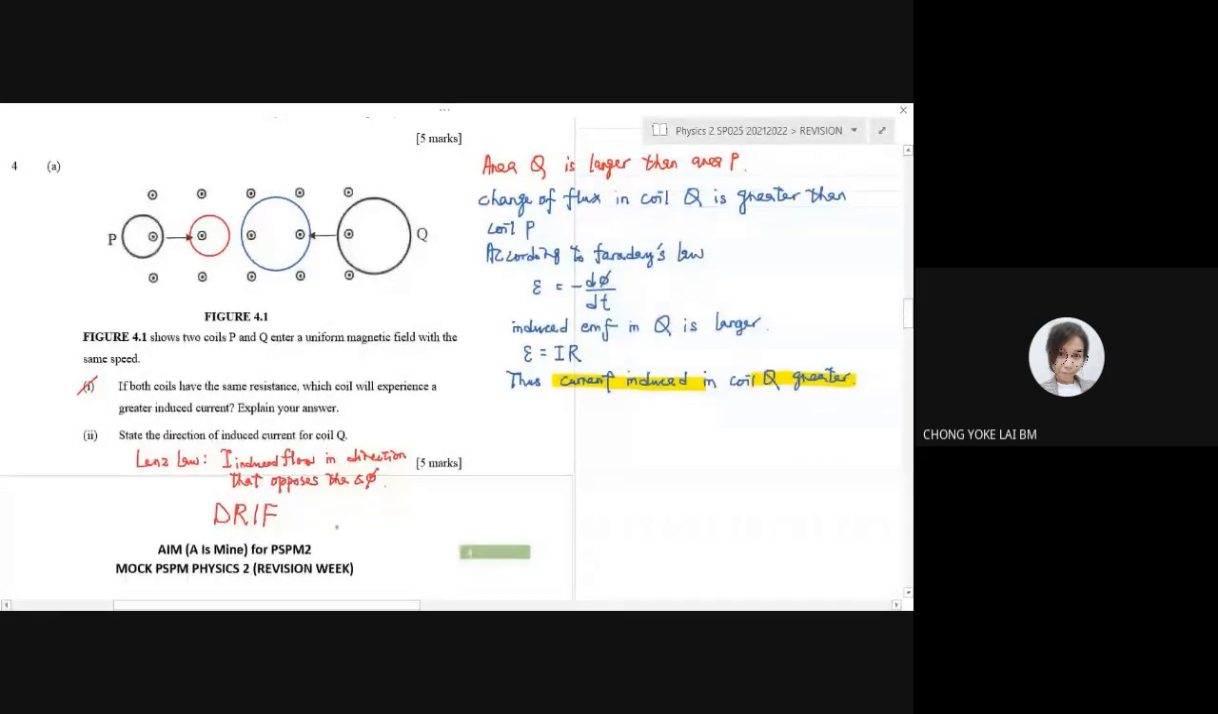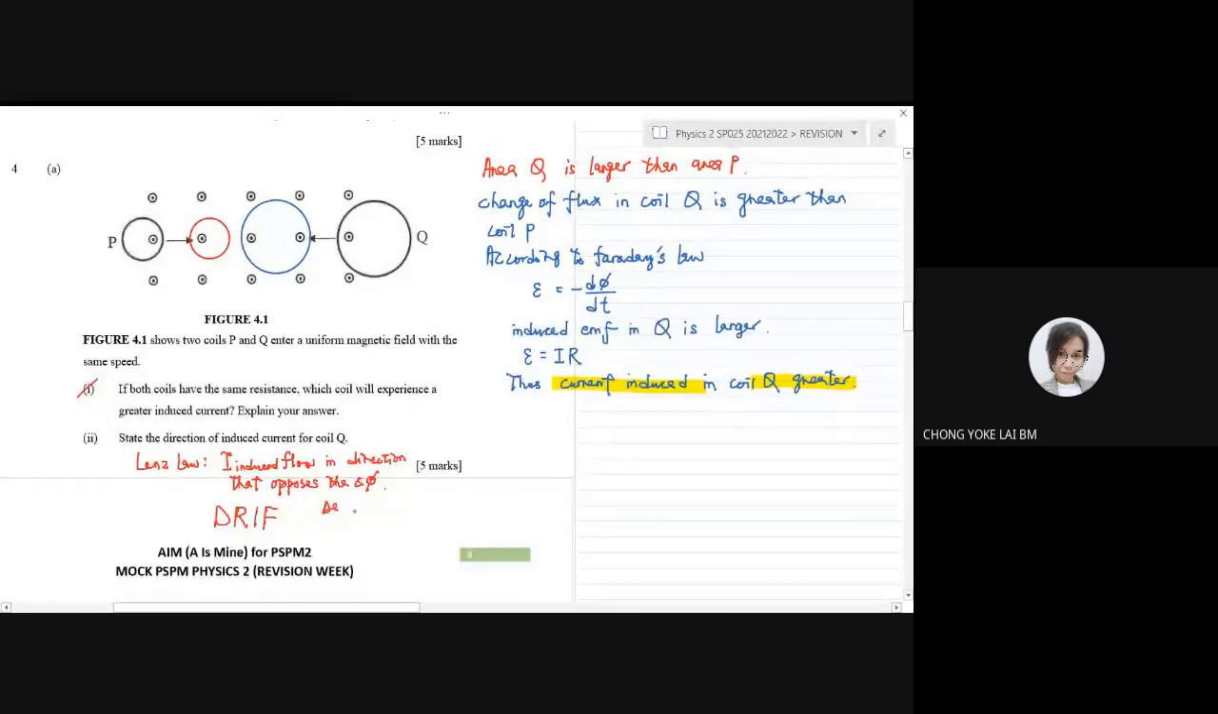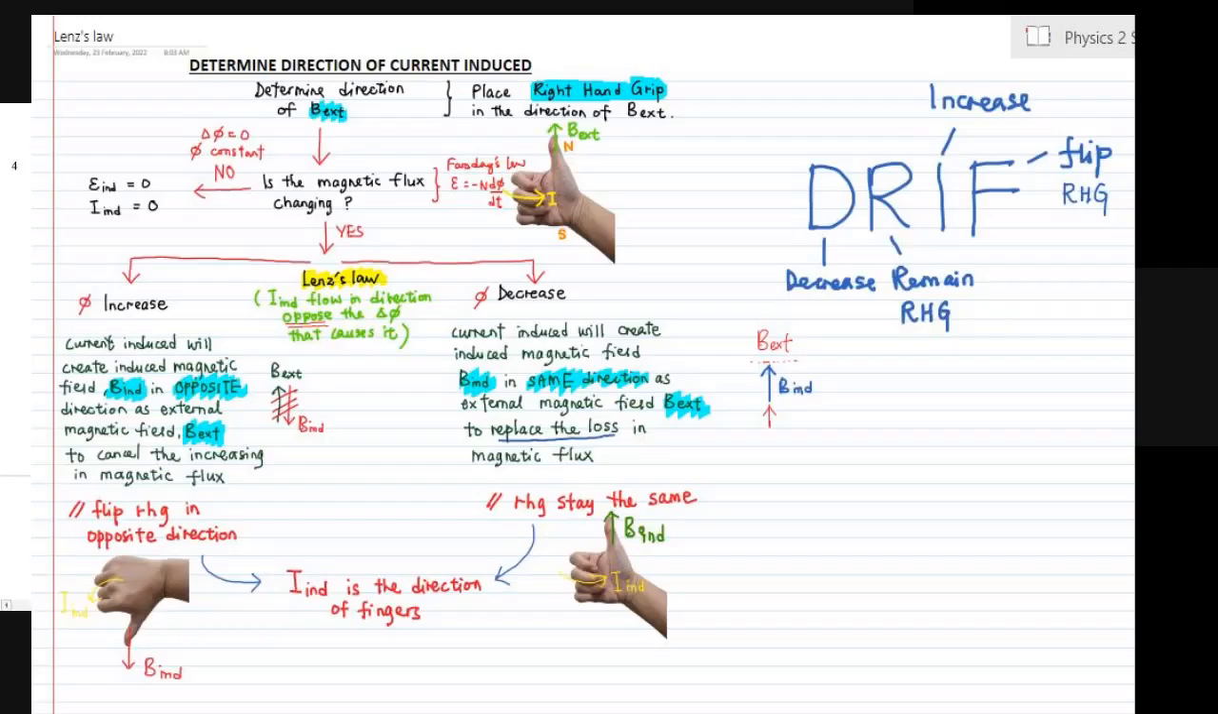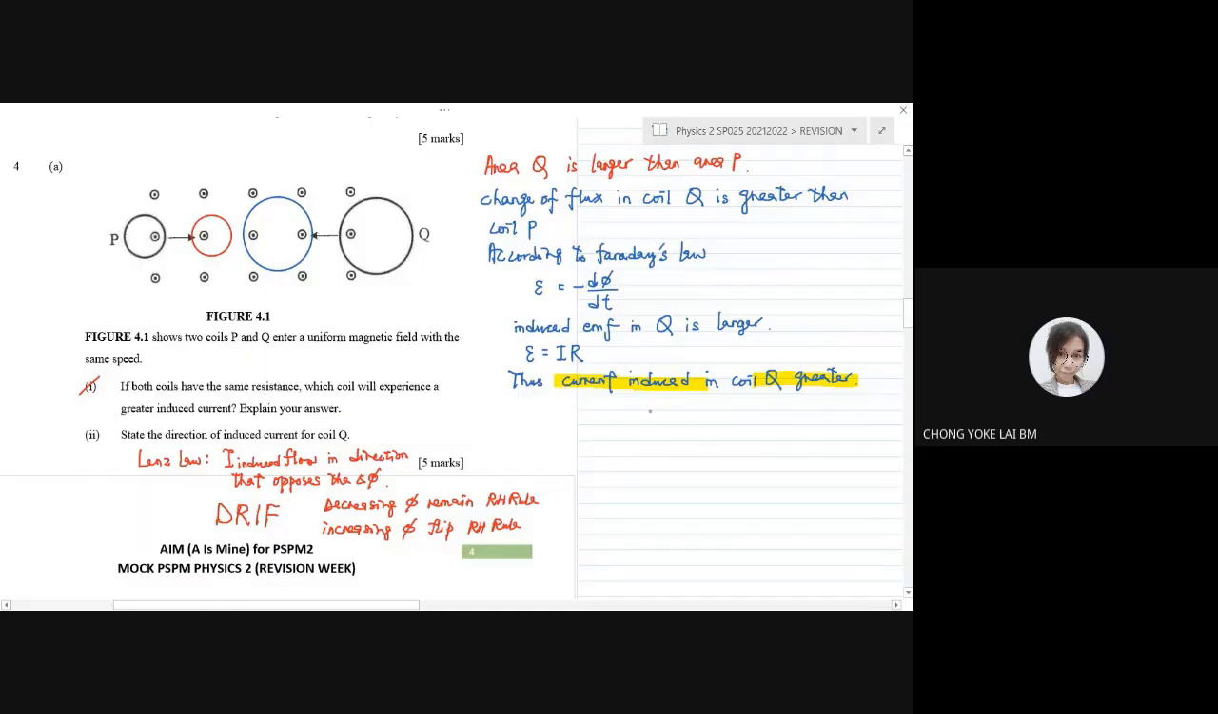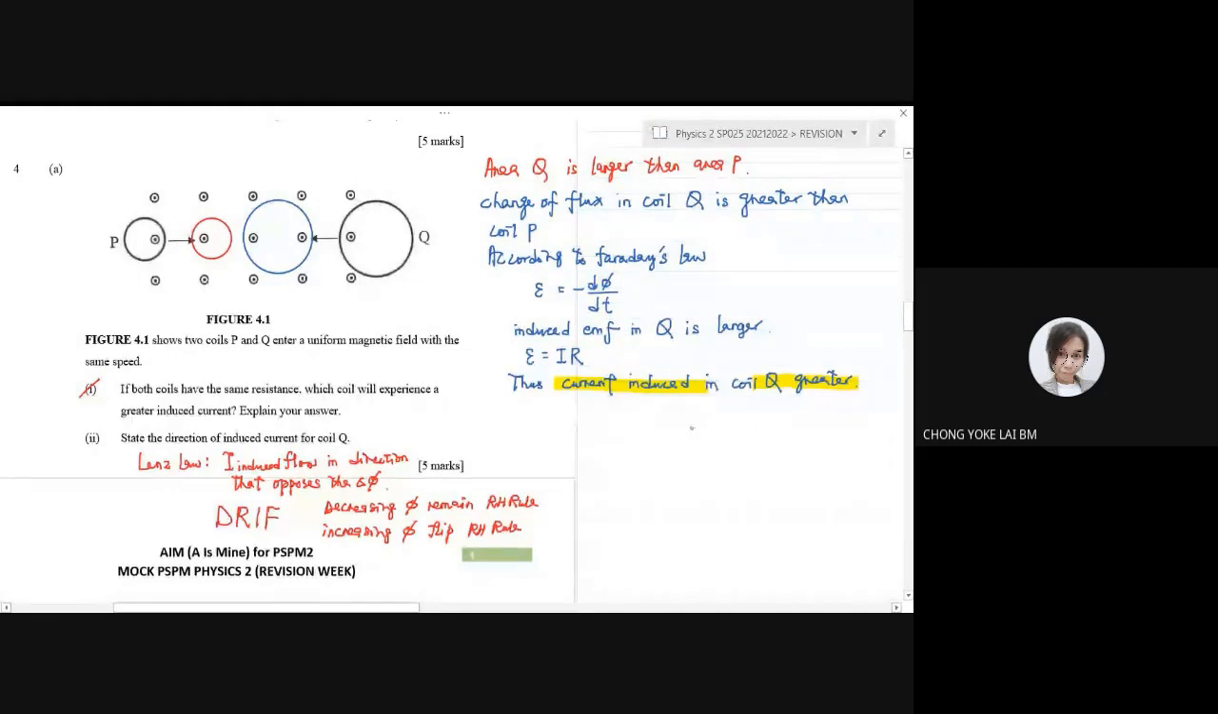Kita dapatkan arah current induced gunakan Lenz's law. Kalau kita ada decreasing flux, kita akan remain kita punya right hand rules. Kalau kita ada increasing flux, kita akan flip kita punya right hand rules, whereby kita kena terbalikkan B yang dihasilkan untuk cancel balik the increasing flux. So kita akan gunakan konsep ni untuk dapatkan direction of current induced lah. So kalau kita recall hari tu kita ada buat dalam bentuk table macam ni.